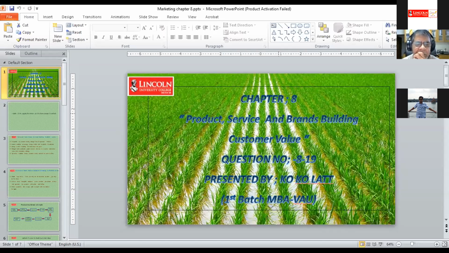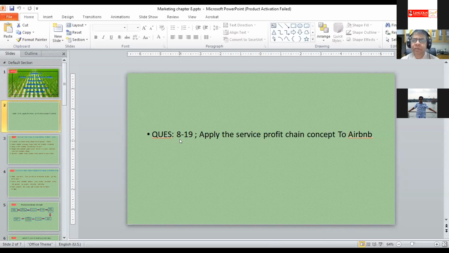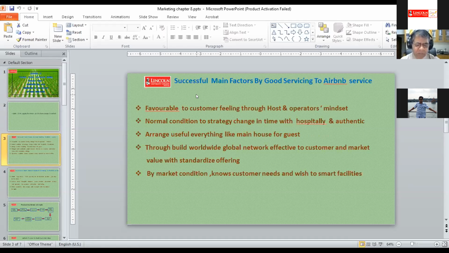I would like to present the topic product, service, and brand premium customer value. Question: applying the service profit chain concepts to Airbnb. I would like to present this business for our successful main product and good services to Airbnb service. These are as follows. First, favorable customer feeling through the host's operator mindset. Have good service, have good patience with the customer, and they can help anywhere, anytime to satisfy their customer.